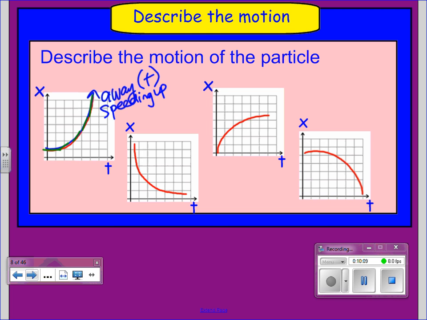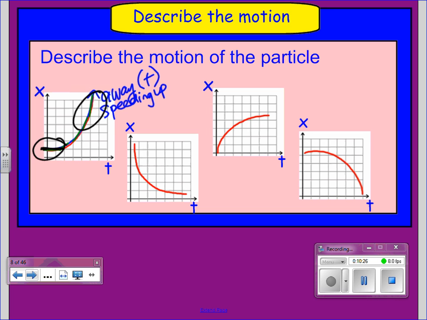In our first example, the flat area looked right at the very beginning. Flat areas on a position versus time graph represent a time where it's not moving, or moving very slowly. And so if it's moving very slowly at the beginning, it must be moving faster towards the end. Let's look at the second graph.